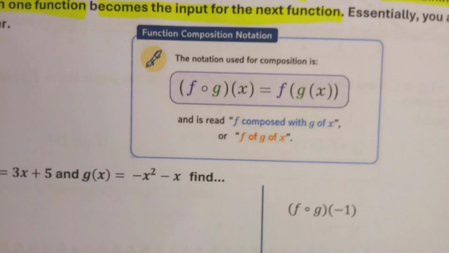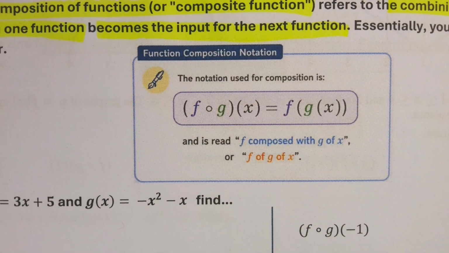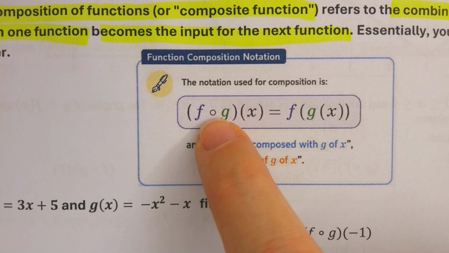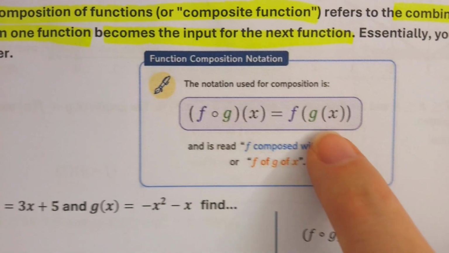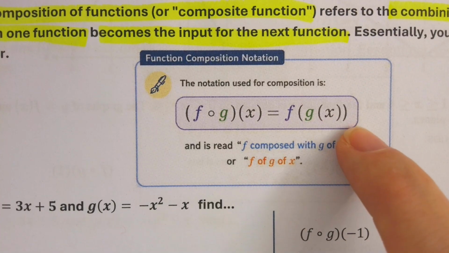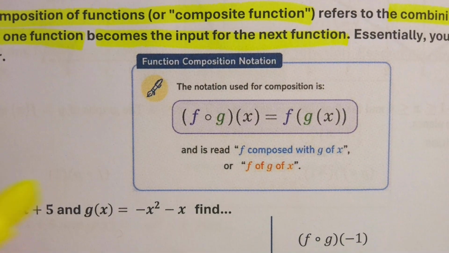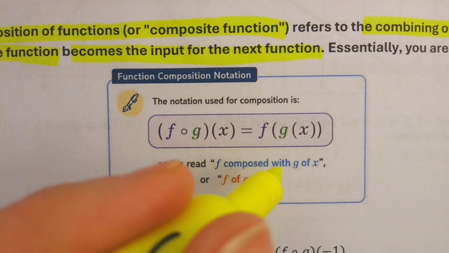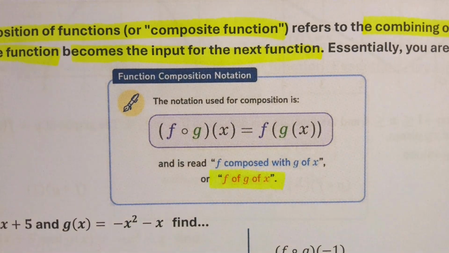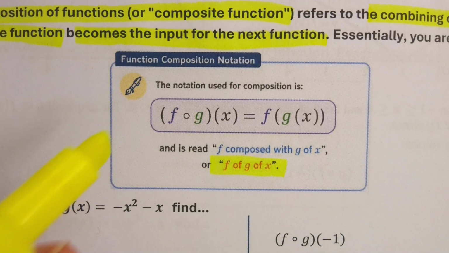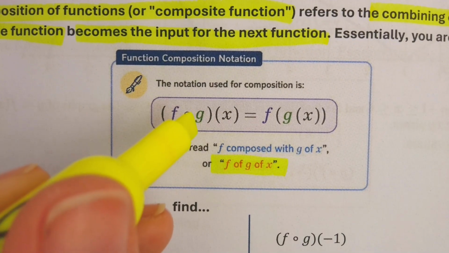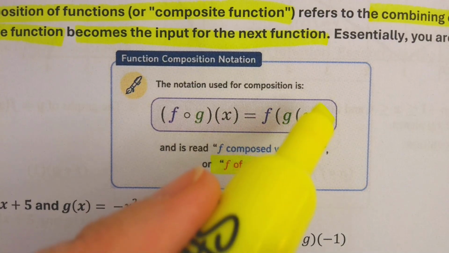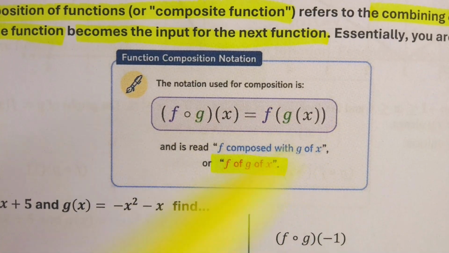So there's two different notations that you're going to see for composition of functions. You might see this one that looks like f, and then a little circle, g of x, or you might see it as f parentheses g of x. In both situations, it's read as f is composed with g of x, or I will usually read it as just f of g of x. Wherever you see the little circle or the parentheses is where you're going to say "of": f of g of x.